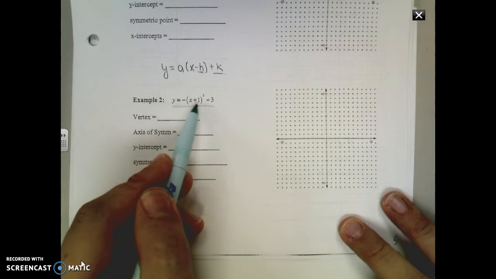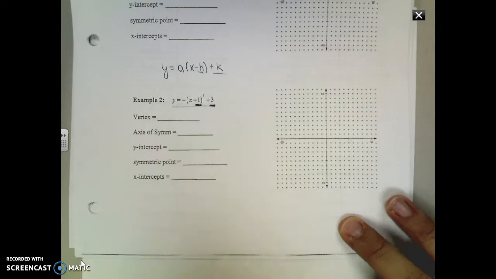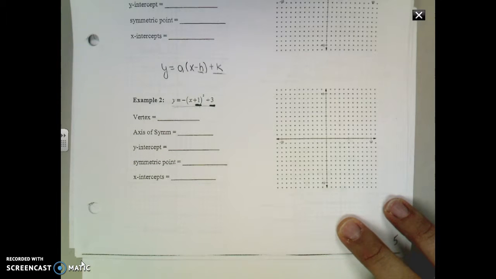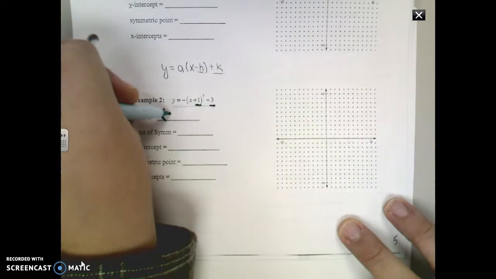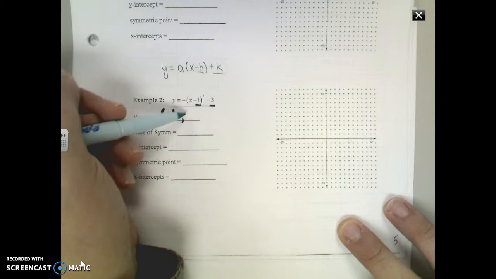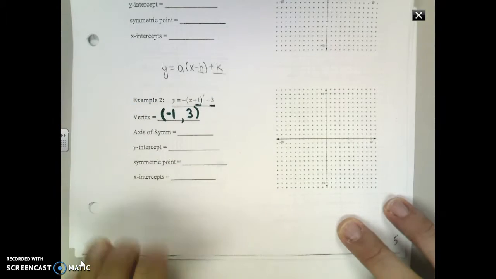We're actually really just going to look at the +1 and the +3. And so like I previously just mentioned, the x value of the vertex is just the opposite of that +1, and so that's going to be -1. And the y value is just simply going to be the k value, which in this case will be 3.